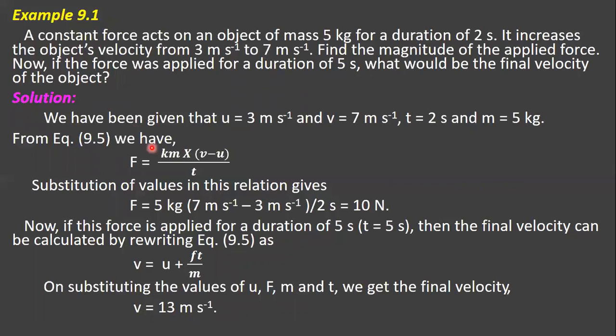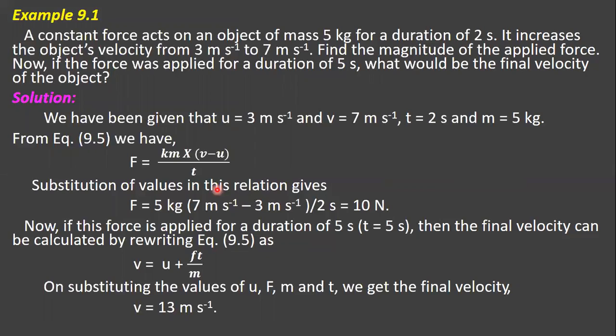See, children, here given that initial velocity u equals 3 meter per second, final velocity v equals 7 meter per second, t is 2 seconds, and mass is 5 kg. From equation 9.5, which we have discussed in our previous classes, that is F equals k into m into (v minus u) by t. Here substitute the values in this relation, children.